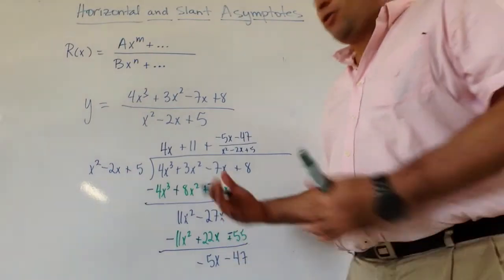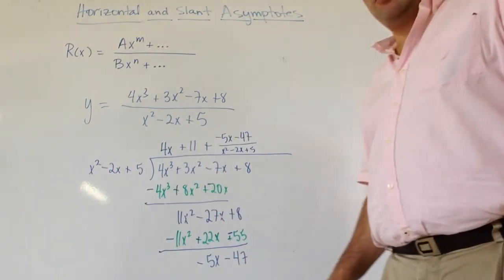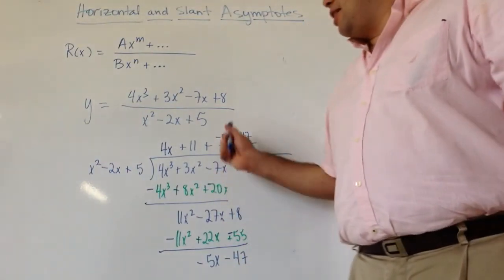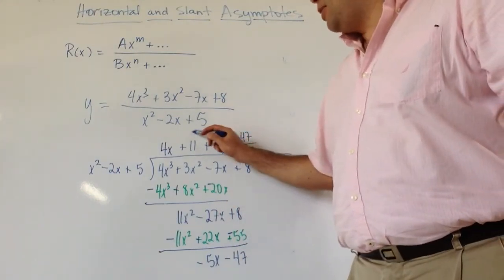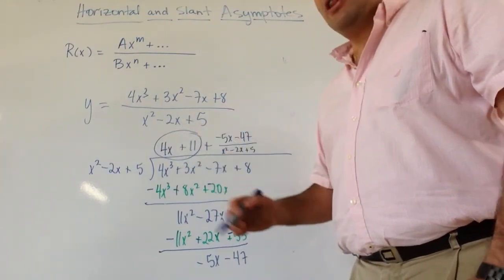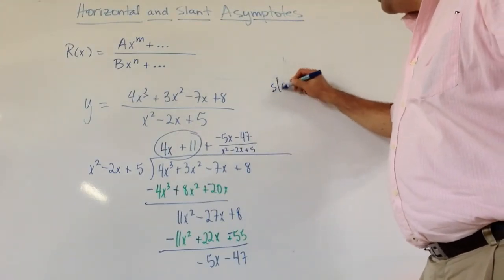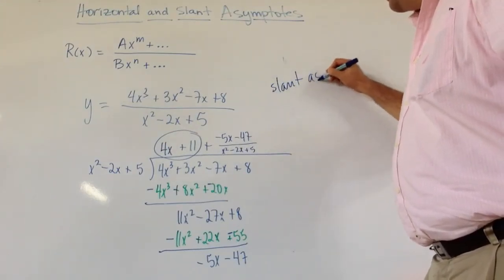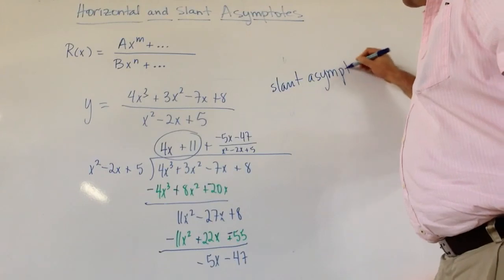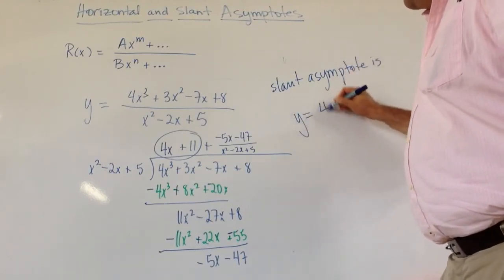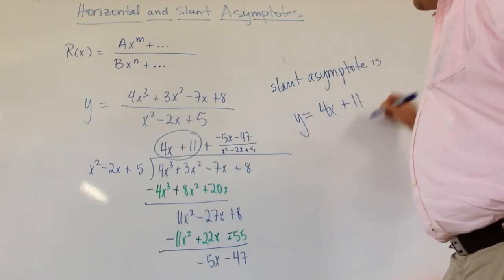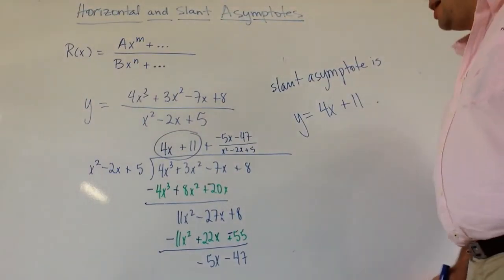After doing that division, the slant asymptote is simply the quotient without the remainder part, the whole part of the quotient, this. Now it's a line. The slant asymptote is y equals 4x plus 11. And that's it.